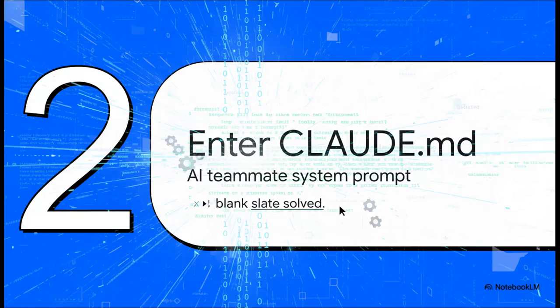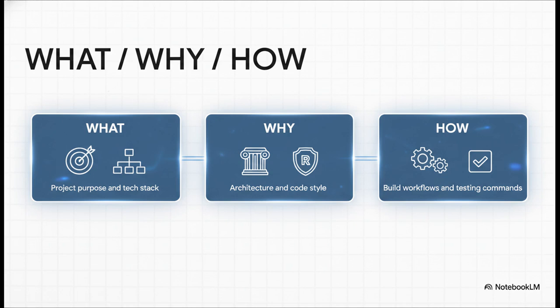Section 2. Enter the Claude.md file. This is the AI teammate system prompt where we finally solve that blank slate problem. This file sits right at the root of your project directory, and it loads before you even type a single message. To structure it the right way, you really want to use the what, why, how framework.